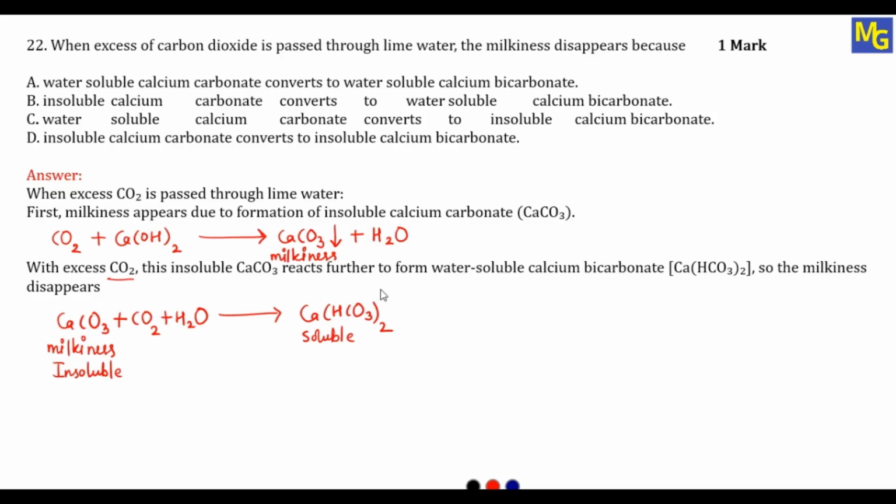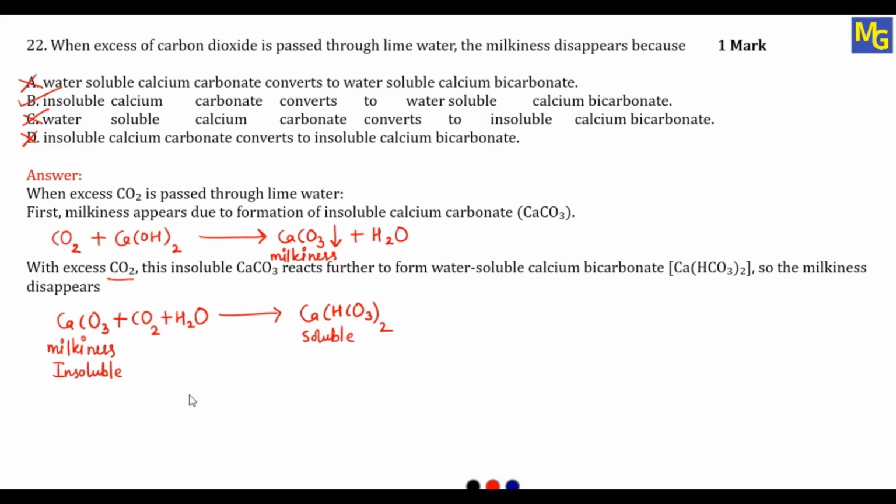Now we can check our options. In option A, water soluble calcium carbonate converts. Calcium carbonate is not soluble. So this is wrong. Option B, insoluble calcium carbonate converts to water soluble calcium bicarbonate. This is the correct answer. Now if I want to see C and D also, water soluble calcium carbonate, it is not water soluble. Insoluble calcium carbonate converts into insoluble, but calcium bicarbonate is not insoluble. So therefore this is also wrong. So therefore the correct answer is option B.